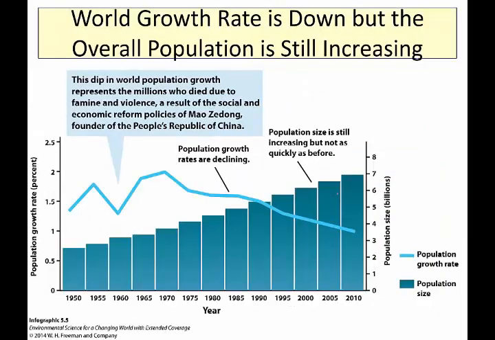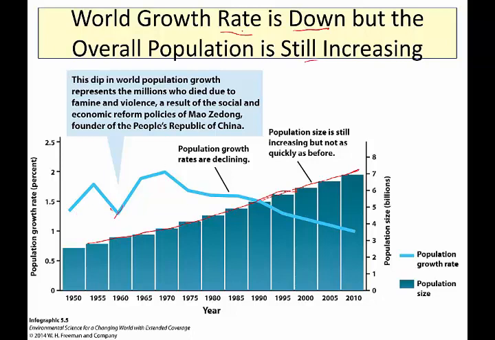So again, the world population growth rate is down, but the population is still increasing. Remember, a rate is basically number of people per year, or miles per hour. So it's per something, whereas the total number, which is what we're looking at here, is not a rate. You can see here the light blue line is showing the world population growth rate. And you can see it's gone up, down, up.